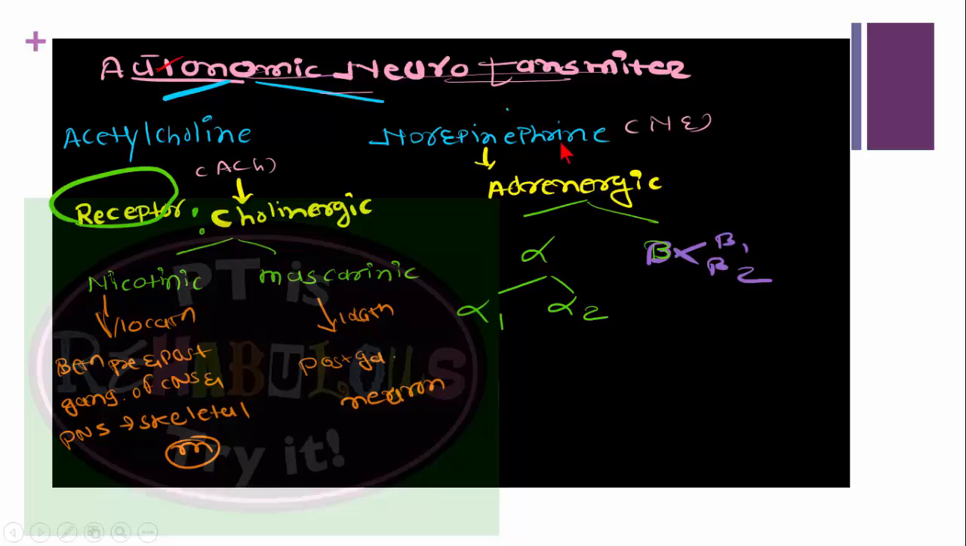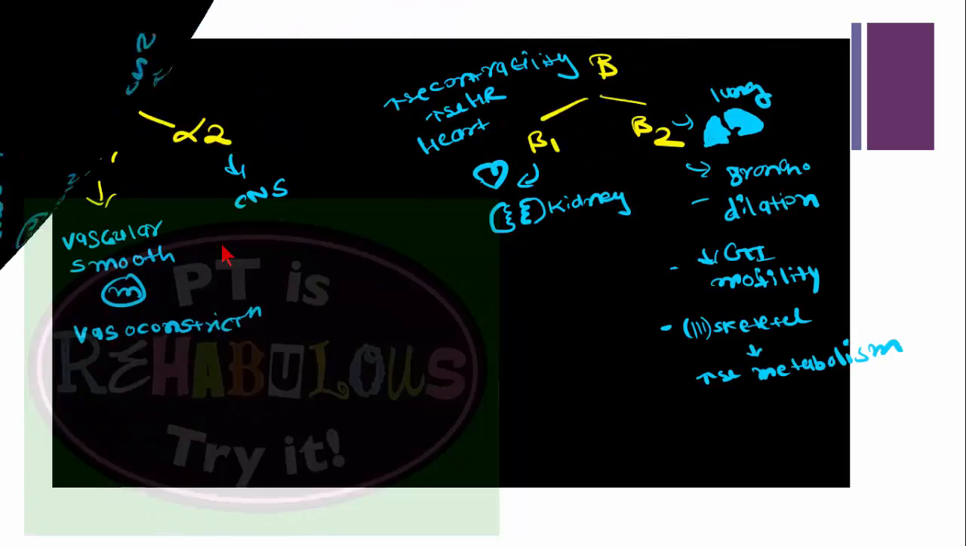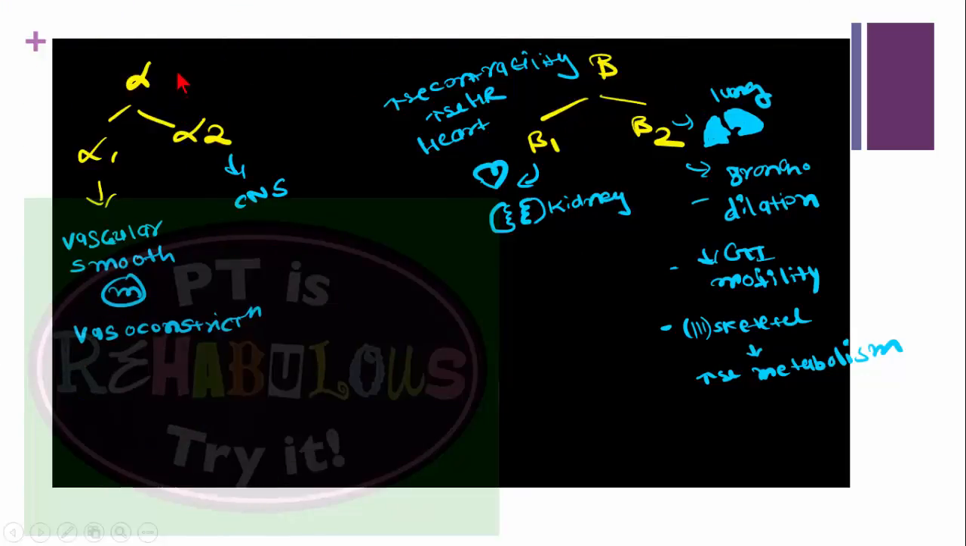For the norepinephrine neurotransmitter, the adrenergic receptors are divided into alpha and beta. Alpha is divided into alpha 1 and alpha 2, and beta is divided into beta 1 and beta 2. Let's take alpha 1 receptors. Alpha 1 receptors are located in vascular smooth muscle and are responsible for vasoconstriction. Alpha 2 are in the CNS. Let's take beta 1 and beta 2 receptors. They are located in your heart and kidney.